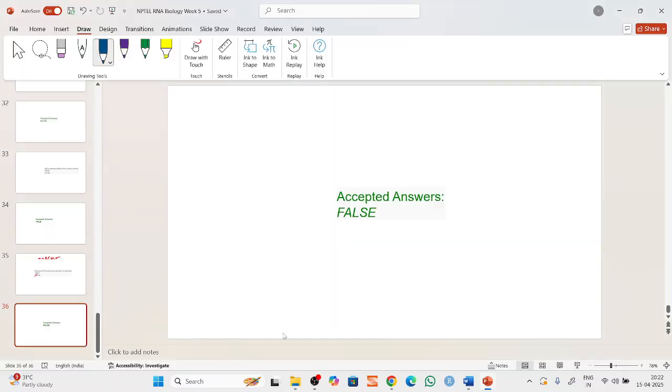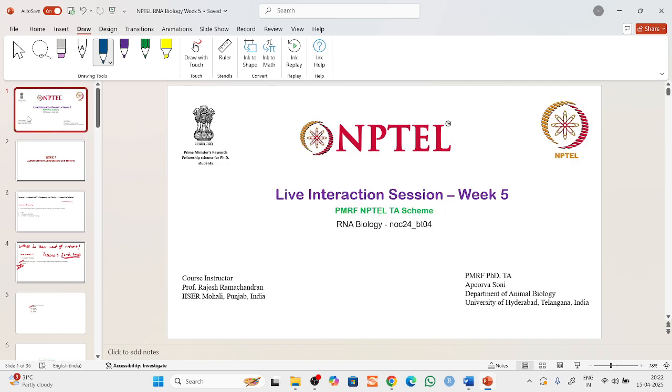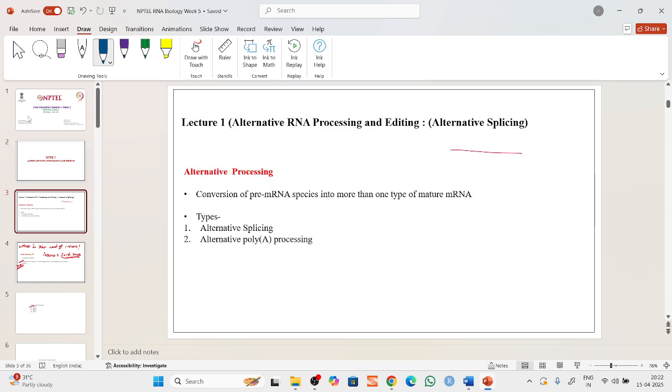So we have completed the questions. In this class, we have studied alternative RNA processing and editing. We studied what alternative processing is: the conversion of pre-mRNA species into more than one type of mature mRNA. That is your alternative RNA processing. This can occur in two ways. First is alternative splicing, and second is alternative poly A processing.